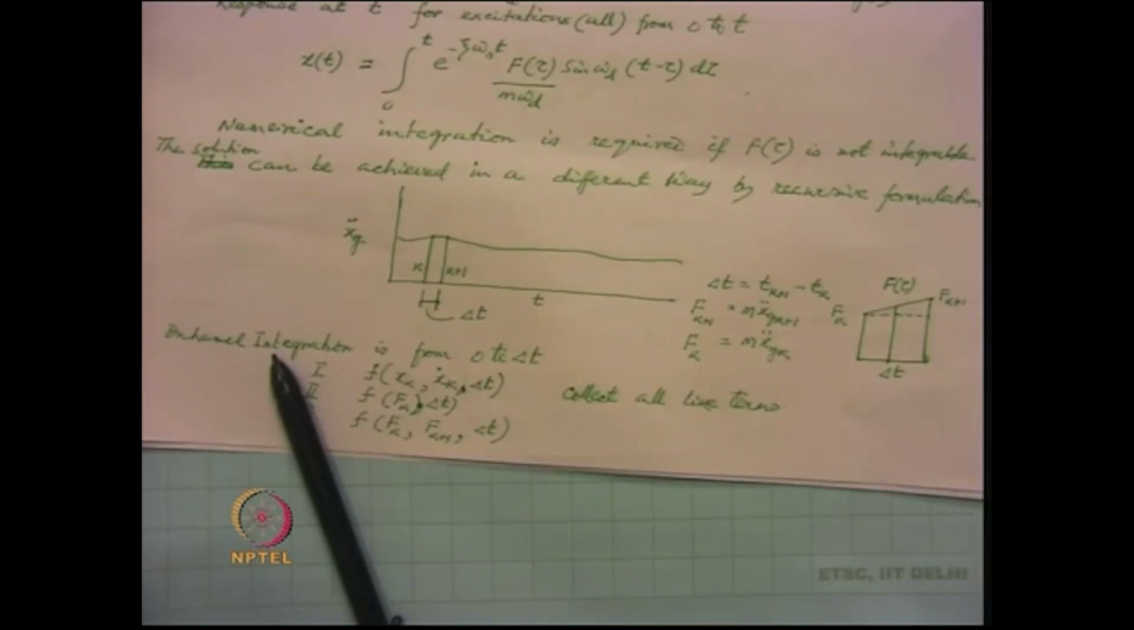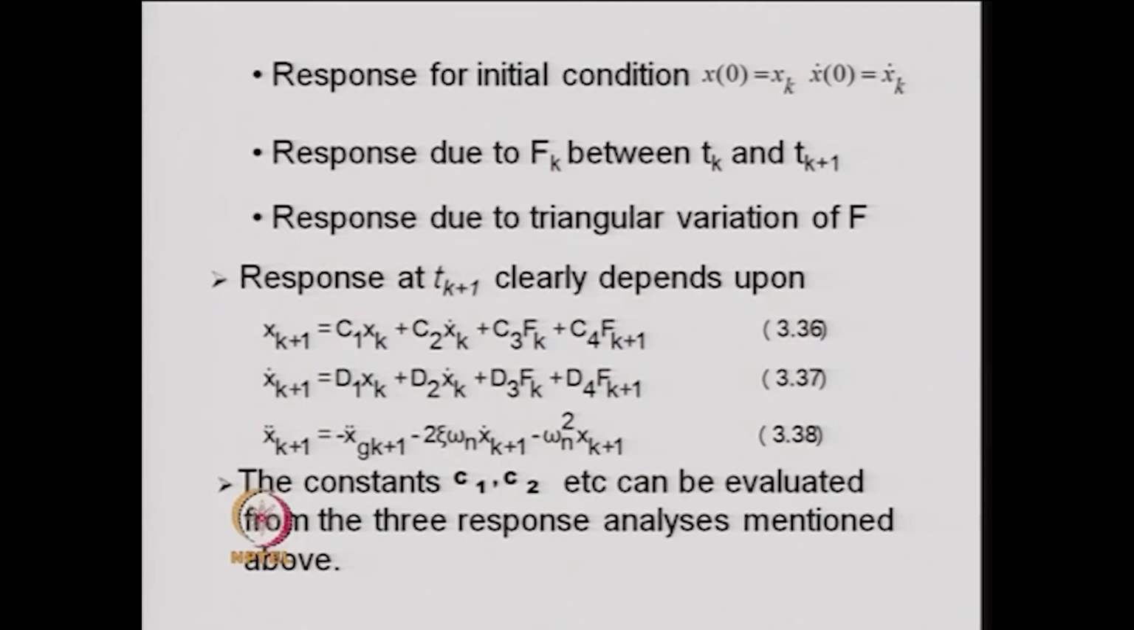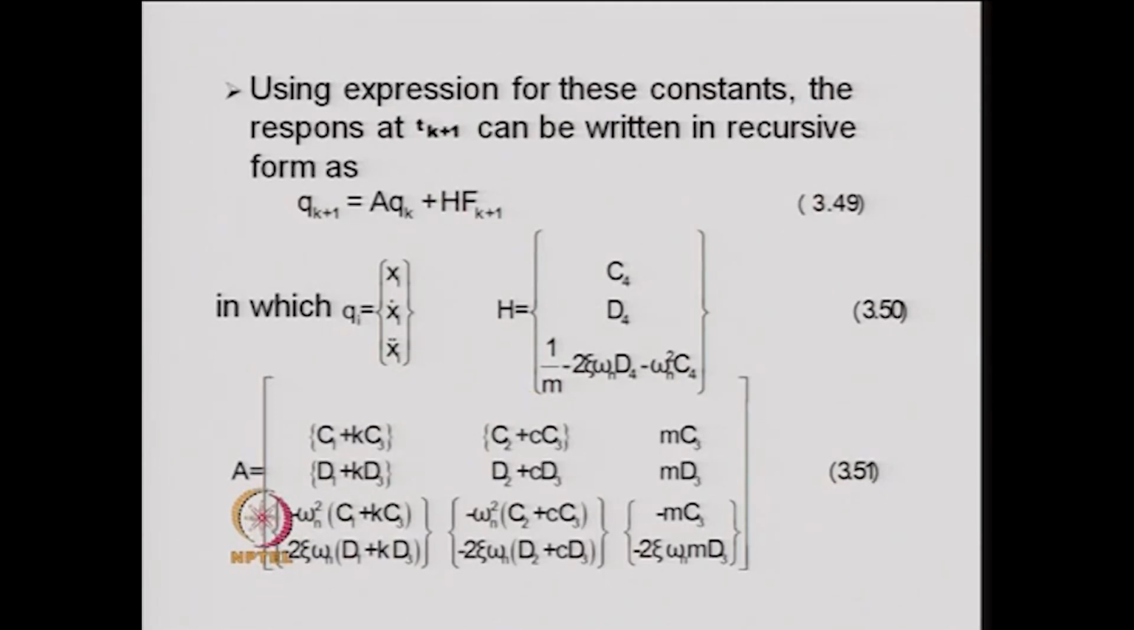that is the terms containing x k, terms containing x dot k and terms containing f k and f k plus 1, they are all collected together, and the multipliers that will be associated with these variables, they would form the values of C 1, C 2, C 3, C 4, etc. And that is what is done over here.